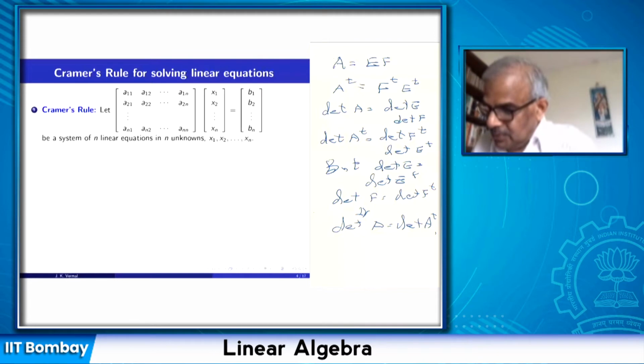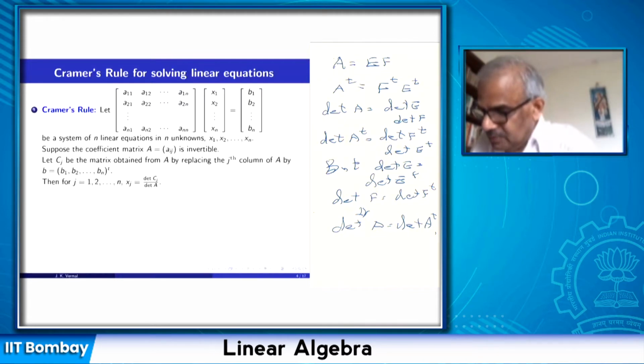So suppose the matrix is invertible. This applies when the matrix is invertible, because if the matrix is not invertible, then the row canonical form will have a 0 row, and therefore there is at least one free variable. Once there is one free variable, there are infinitely many solutions, so we cannot have a formula. So we assume that the matrix is invertible, and that ensures that the xi's are uniquely determined.